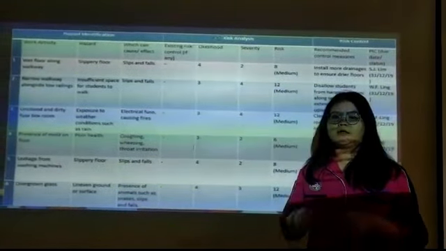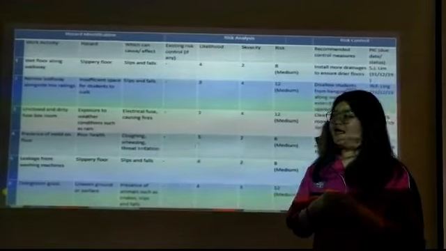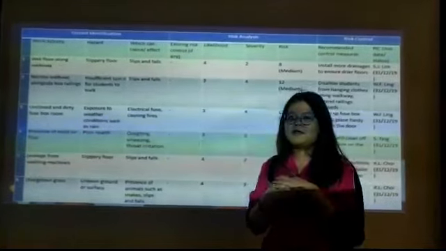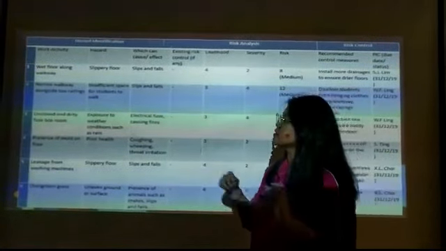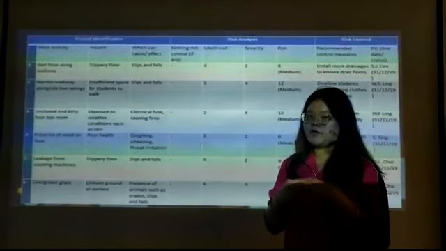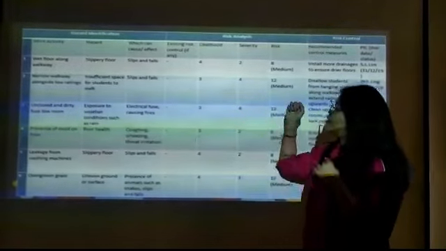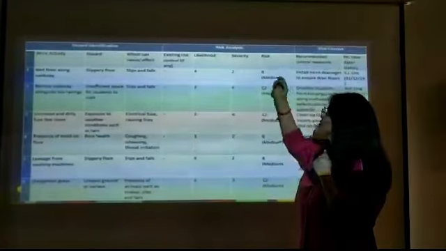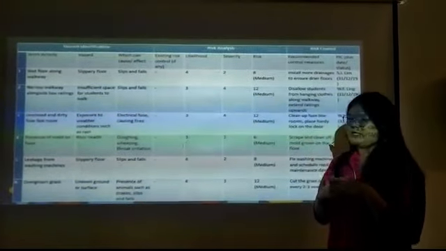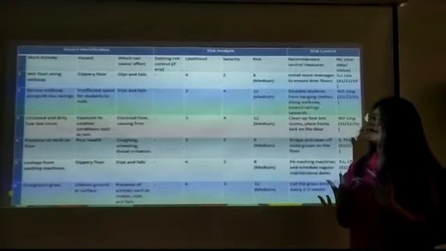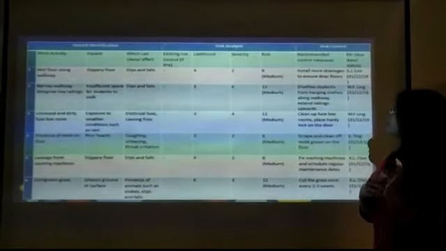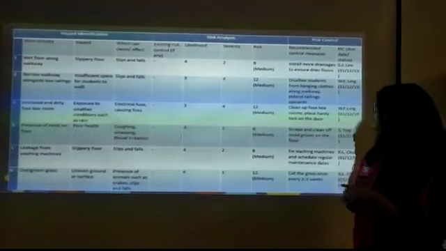Okay, now I will explain the first 5 hazards, and the first one is wet floor along the walkway. It is very dangerous because it can cause a slippery floor, and it can lead to slips and falls of the residents. The likelihood is 4 and the severity is 2, and the total risk is 8, which is a medium risk. And what is the way to control the hazard? We can install more drainage to ensure drier floors.